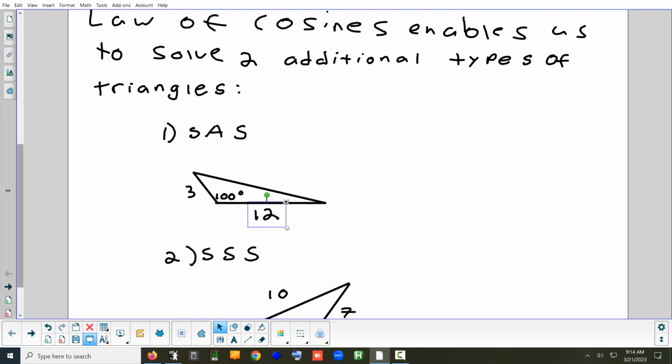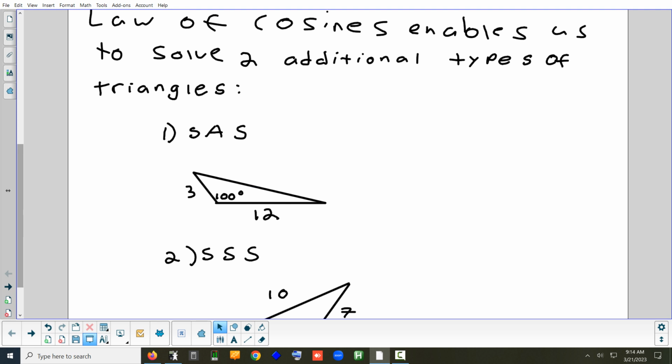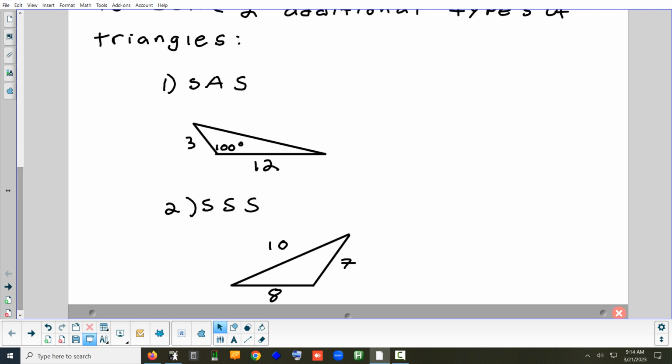You have another side, but you don't know what's across from it. And then you have an angle, but you don't know the length of the side across from it. So if you made a table, you don't have a full row. And that's the same problem with side, side, side. You have all the sides, but you don't know any of the angles across from any of the sides. So, what are we going to use? We're going to use a different formula, and that's the law of cosines.